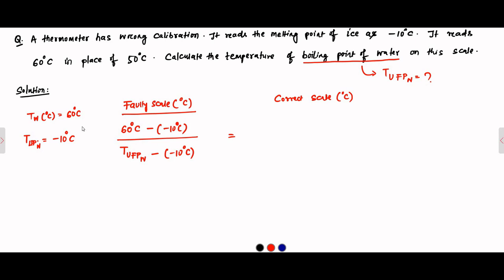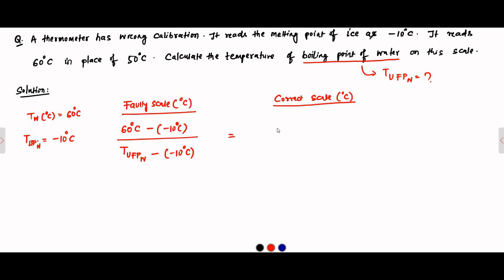Here also, if we take the case of wrongly calibrated thermometers, you can use the same concept, where you write the right temperature reading and then the wrong temperature reading, then the respective right and wrong lower fixed points and upper fixed points, and you will get the right results. So by that concept also you can do it. So now we'll take the correct scale.